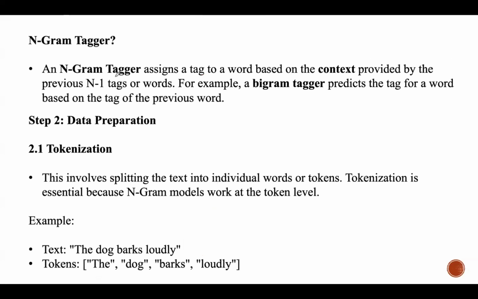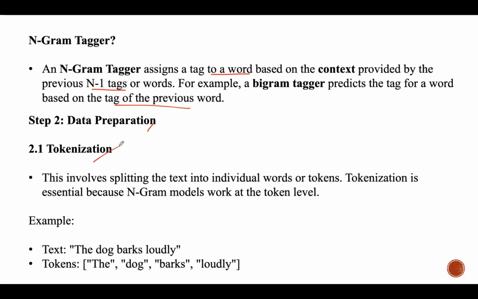And an ngram tagger assigns a tag to a word based on the context provided by the previous n minus 1 tags. So if you take a bigram tagger, it will predict the tag for a word based on the tag of the previous word. So coming to step 2, data preparation, the first step is tokenization.